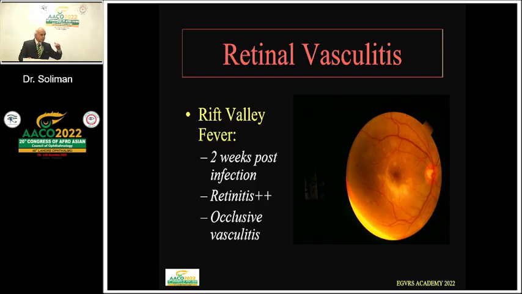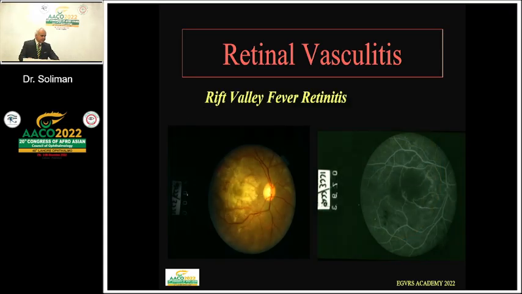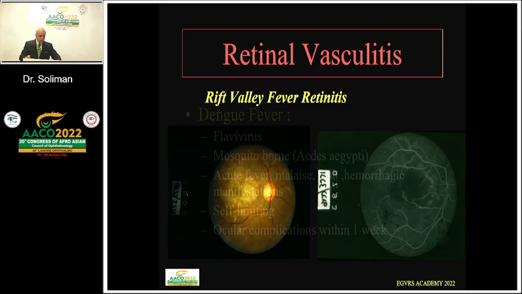So two weeks after they get this headache or this encephalitis, they present with loss of vision and have extensive retinitis, usually at the posterior pole, with occlusive vasculitis. These are typical cases which we've seen in an outbreak in Egypt a few years ago. This typical retinitis and what I call amputation of the retinal arterioles due to arteritis.